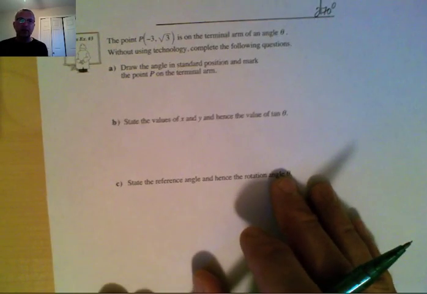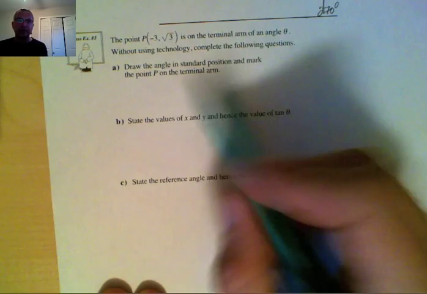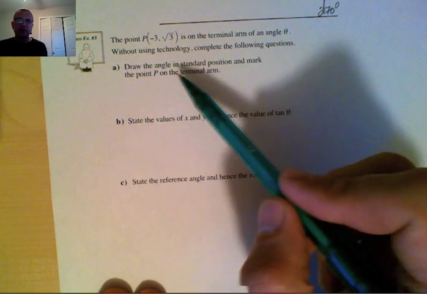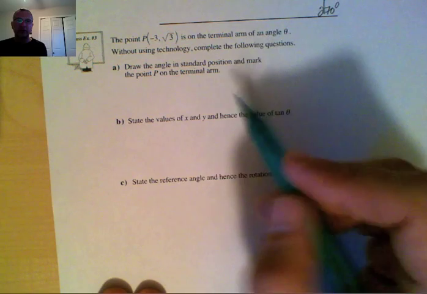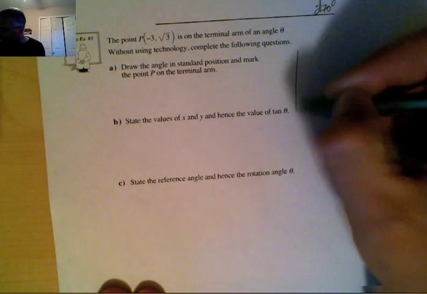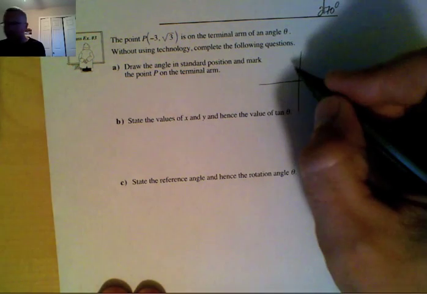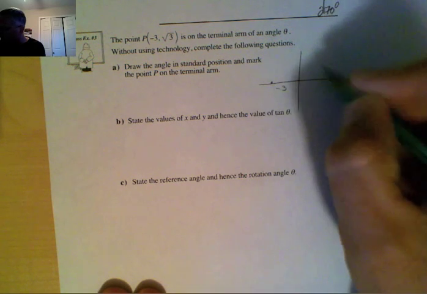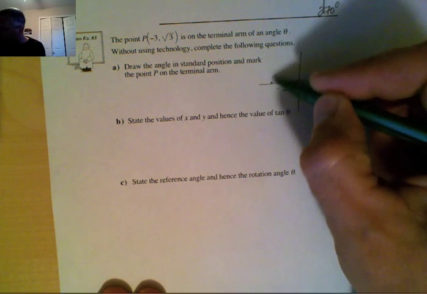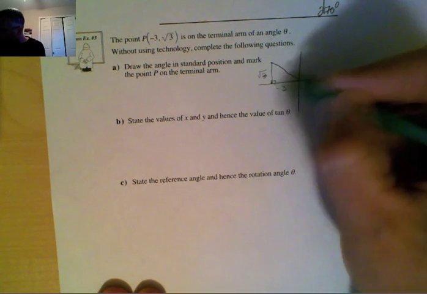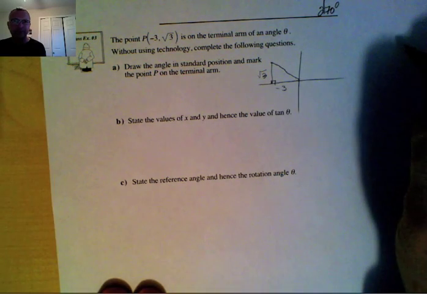All right, last example for this portion of this video. It says we have a point P on a terminal arm which is (-3, root 3). It says without using technology, do the following. Draw the angle in standard position and mark point P. Okay, so if we have -3, well, that means I'm -3 on the x-axis, and root 3 means I'm root 3 on the y-axis. So that means our terminal arm is over here in quadrant 2.